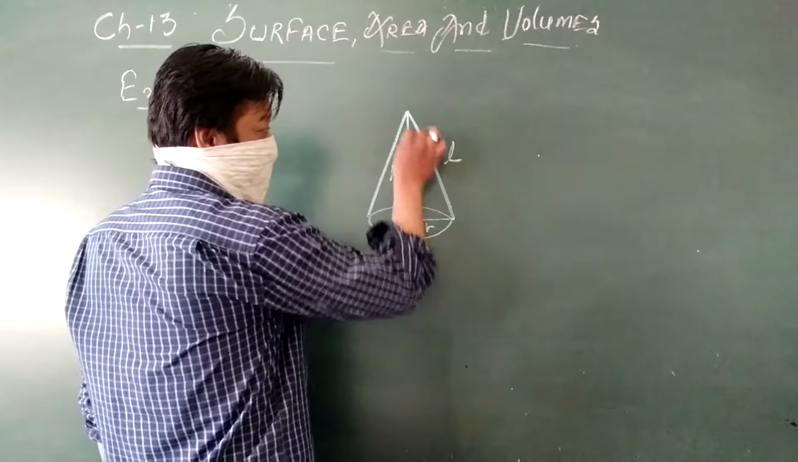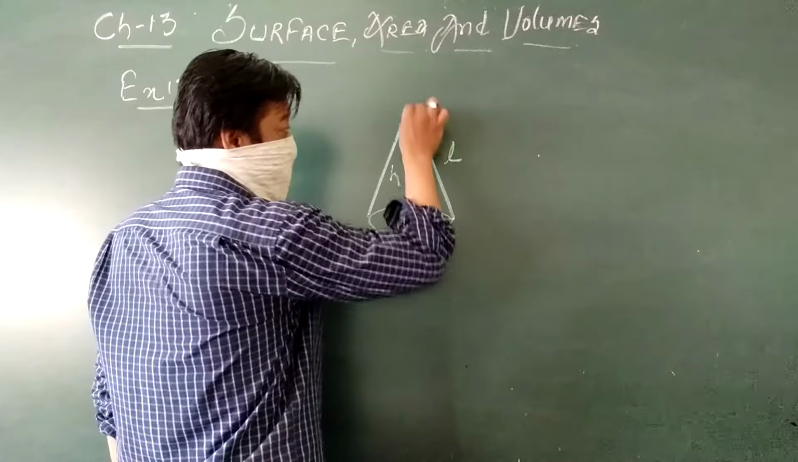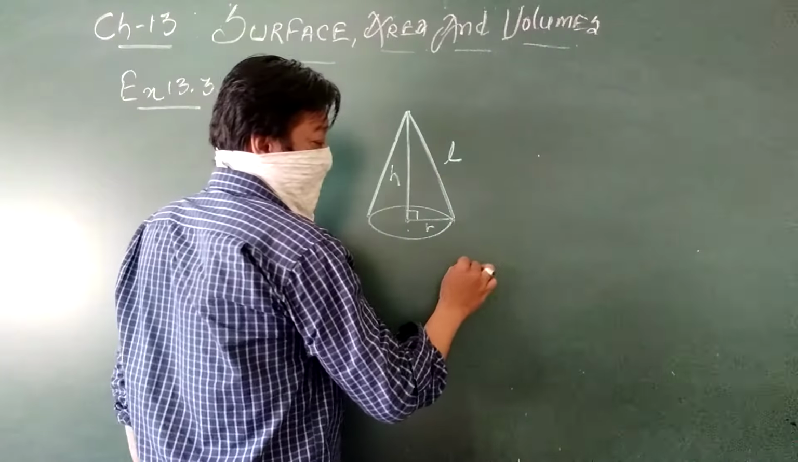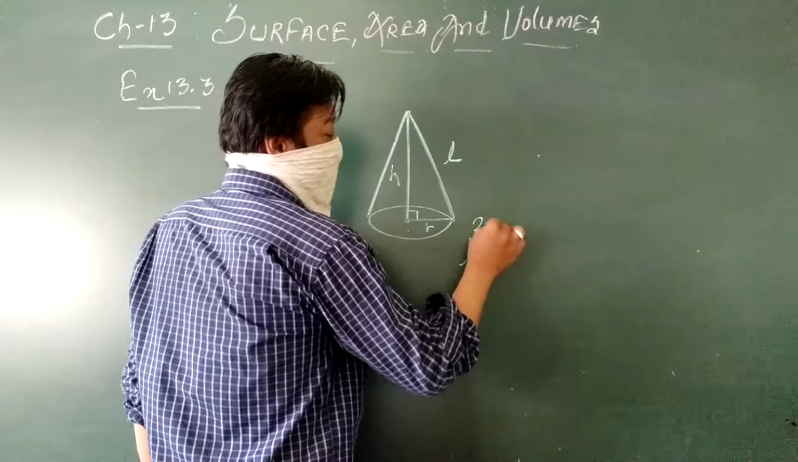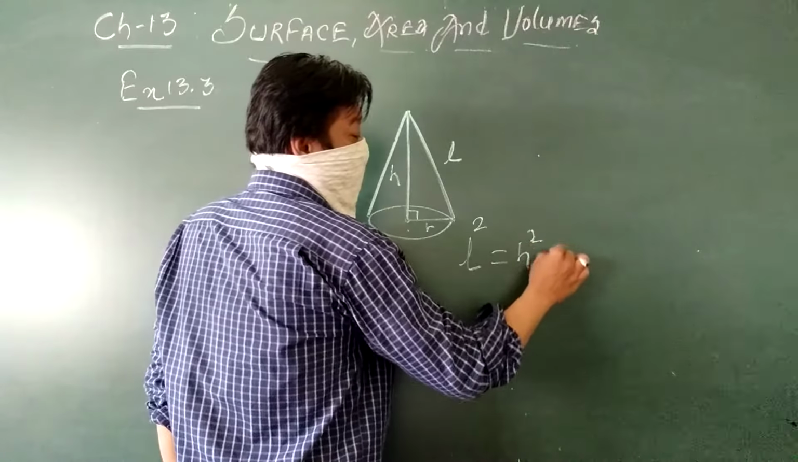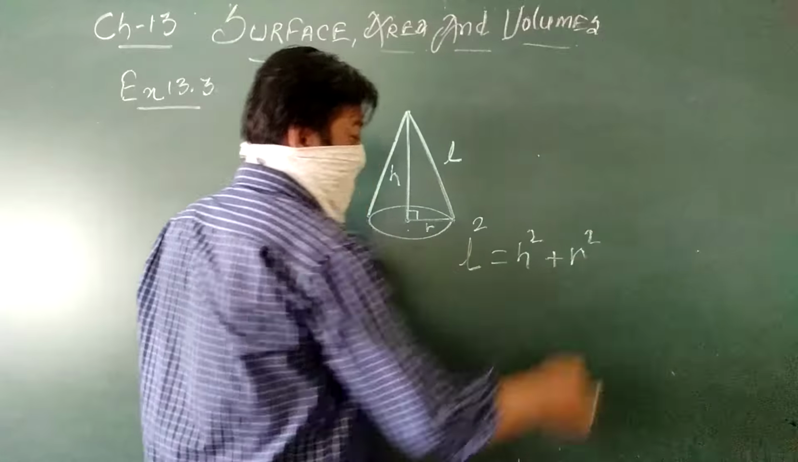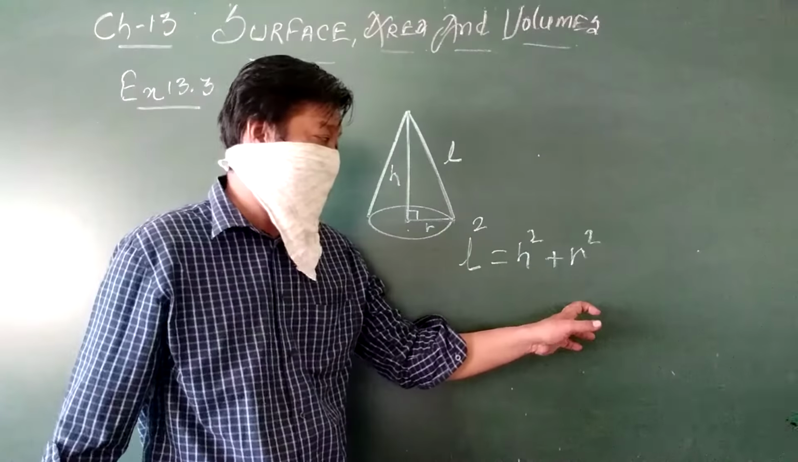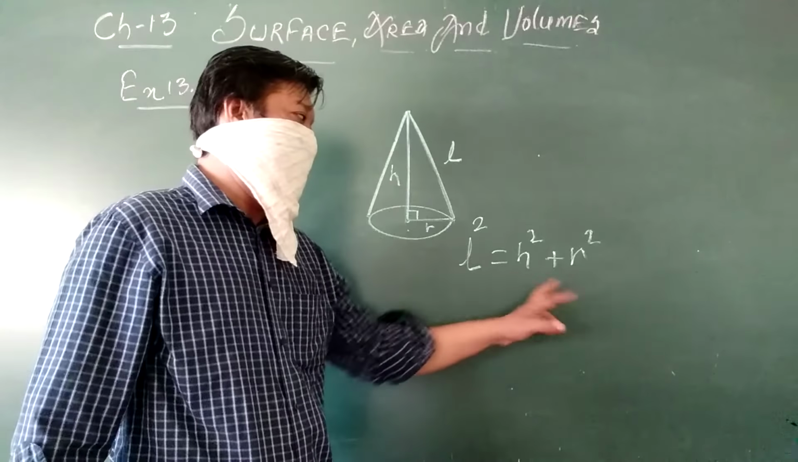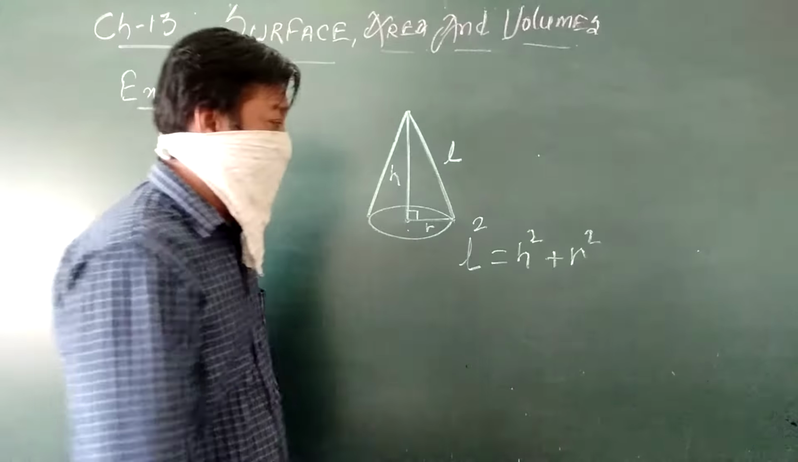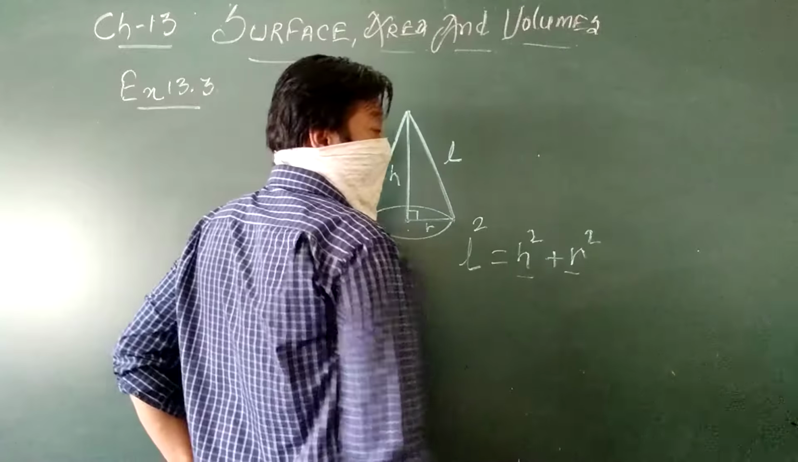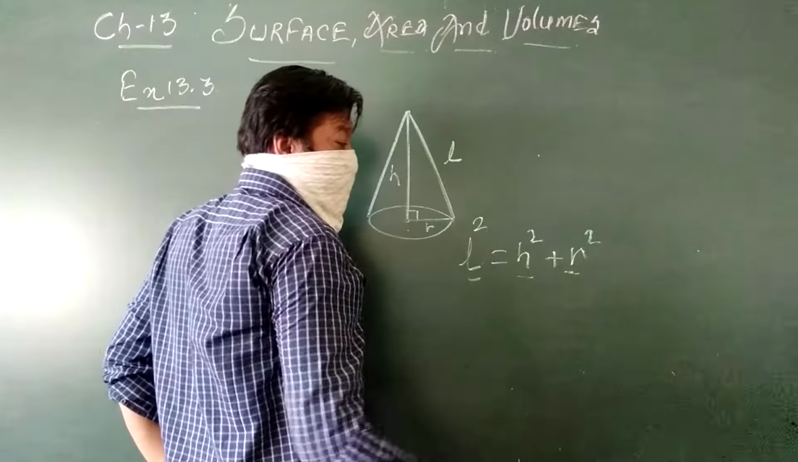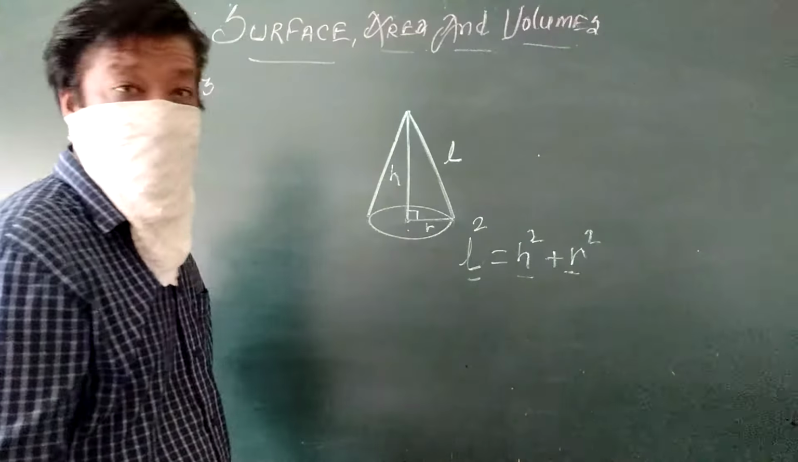So the slant height is making a right angle triangle, and we can use the Pythagoras theorem. L square is always equal to h square plus r square. Whichever two quantities are given, you can find the other one. If h and r are given, you can find L. If L and r are given, you can find h.